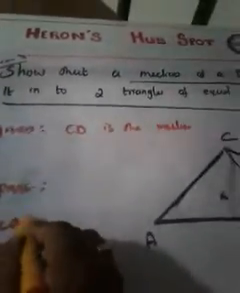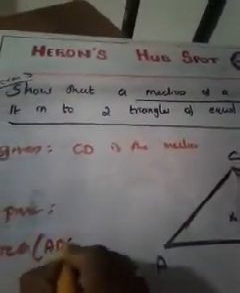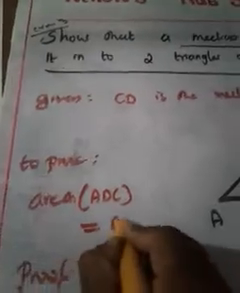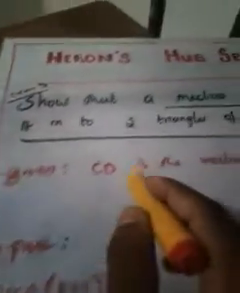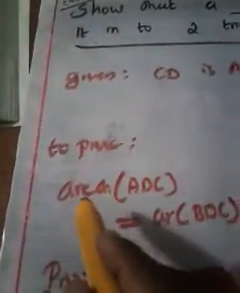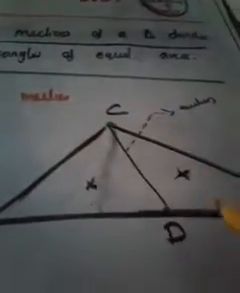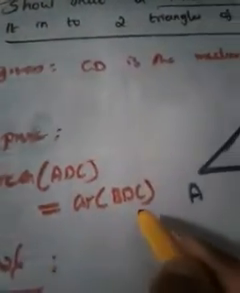So what I have to prove? Here I have to prove that area of triangle ADC and area of triangle BDC are equal, isn't it? Area of triangle ADC should be equal to area of triangle BDC. This is the thing I have to prove. So which is the given condition? CD is the median is the given condition. What I have to show? I have to prove that since CD is the median, the area of the first triangle is equal to the area of the second smaller triangle.